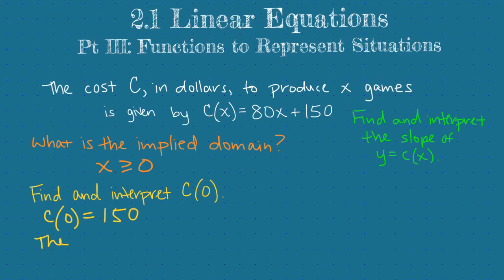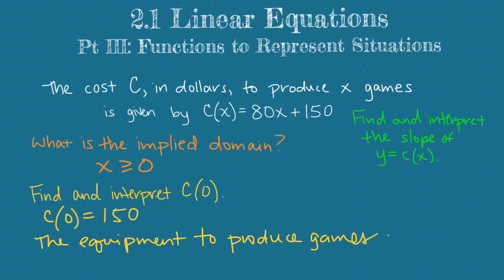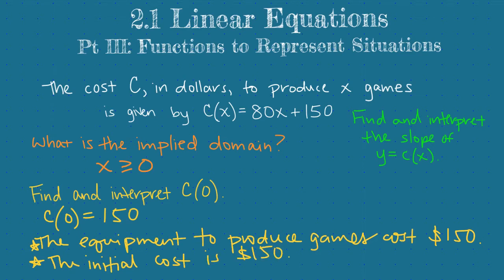So I'll go with that. We'll say the equipment to produce games costs $150. We could also say the initial cost, initial meaning the beginning, the initial cost is $150. In business, this might be called your fixed cost or like a startup cost to your business. You have to spend money to make money.